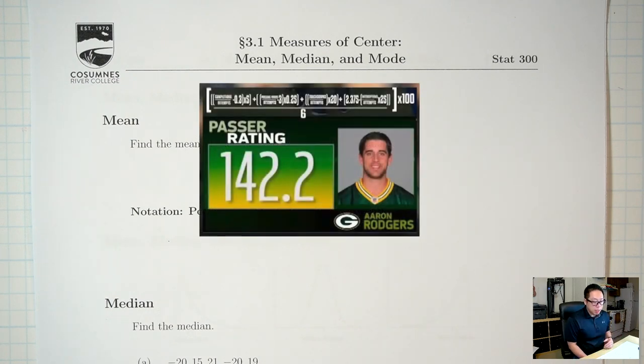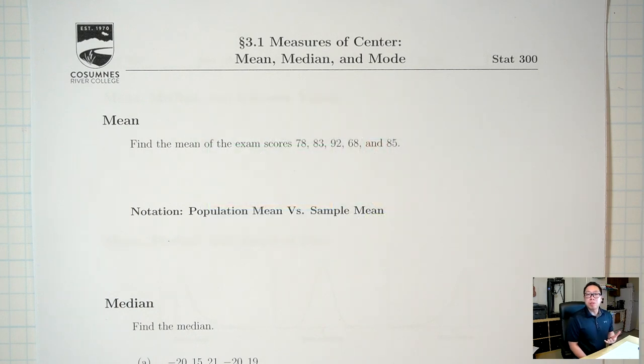So today, we're going to talk about measures of center. These are going to be numbers that tell us something about the center of our data. The first one is called the mean. The mean we've all seen before. The mean is another name for the average.